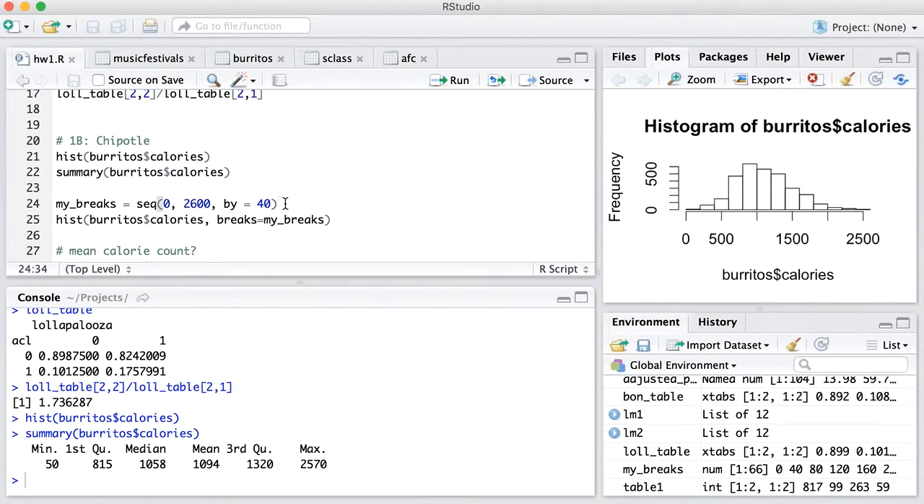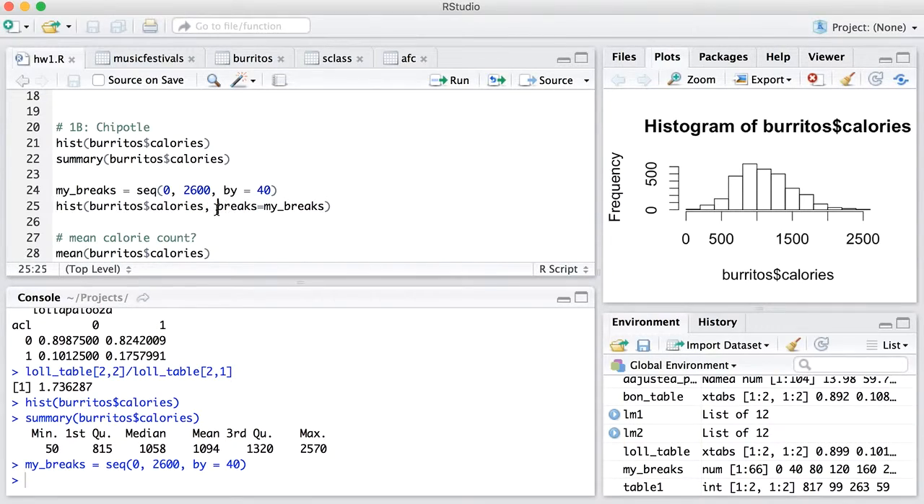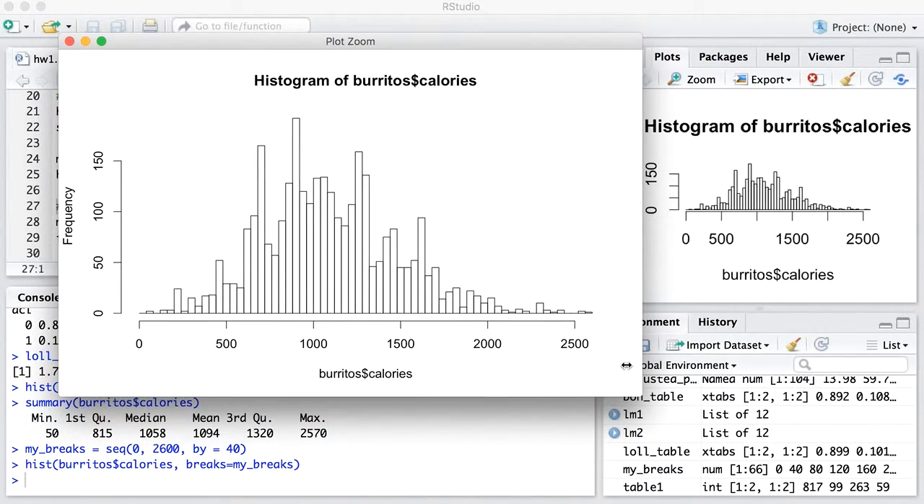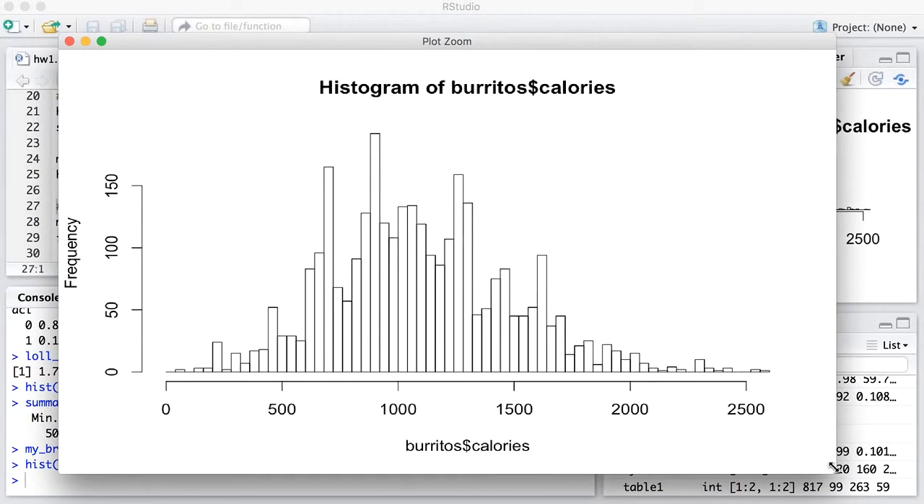So I'll define this variable called myBreaks, and then I'll pass that as an argument or an optional flag here to the histogram function. And you notice if we do that, we get much finer bin sizes here, and you're starting to pick up much finer scale features.